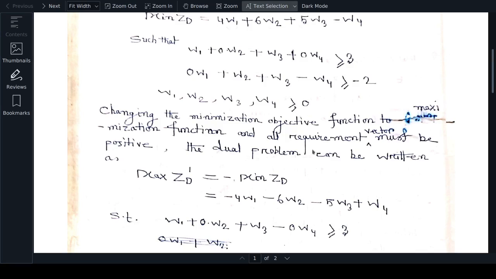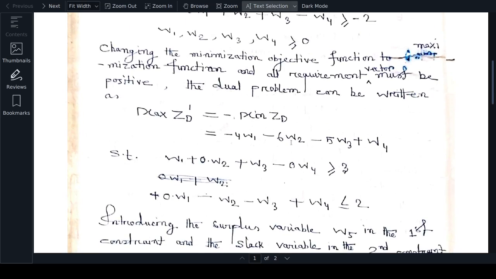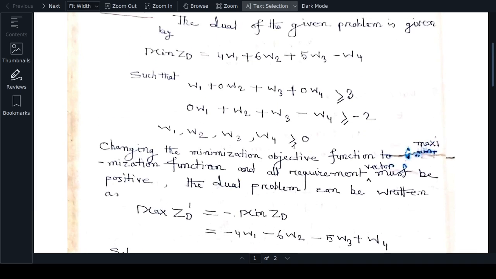And the next ones will be the constants, from the objective function of the primal. The x1 coefficient is 3, so the first inequation will be greater than or equal to 3, and the second inequation will be greater than or equal to minus 2, right? So this is the dual of the given linear programming problem.